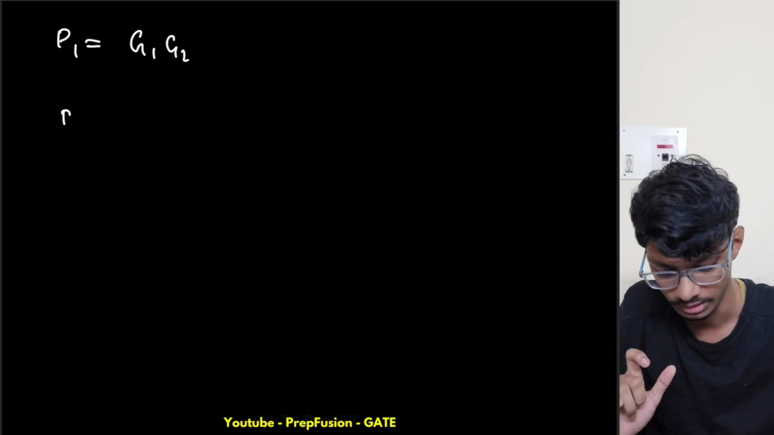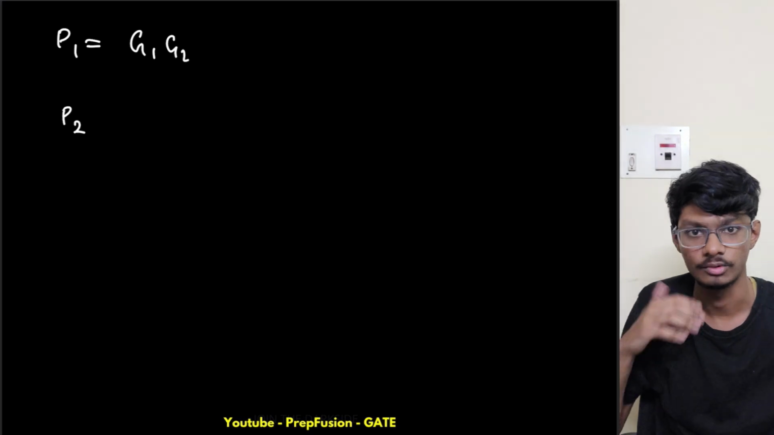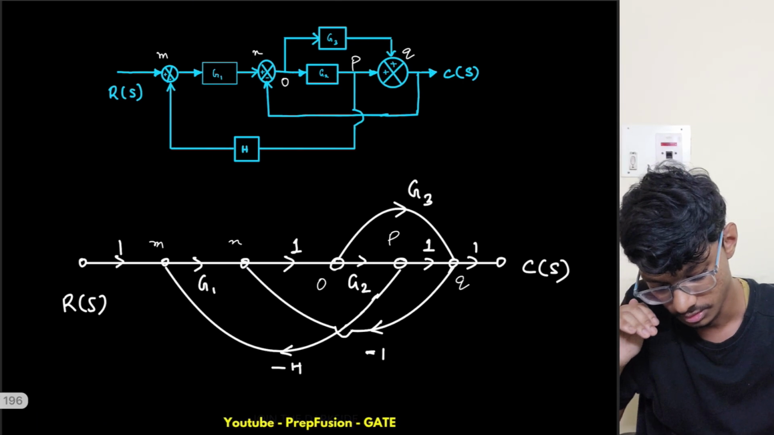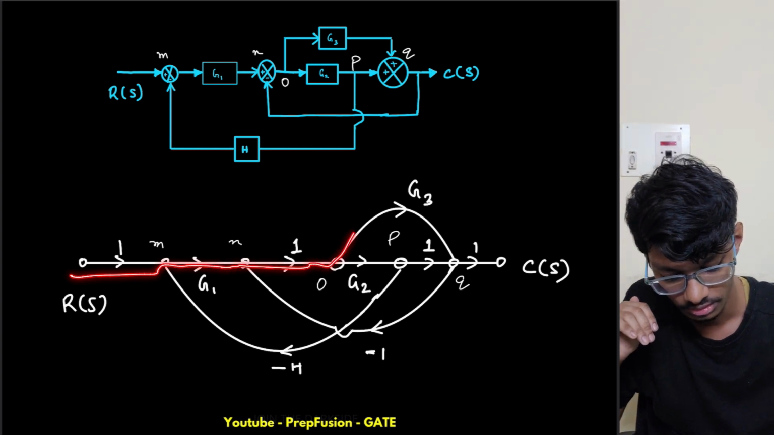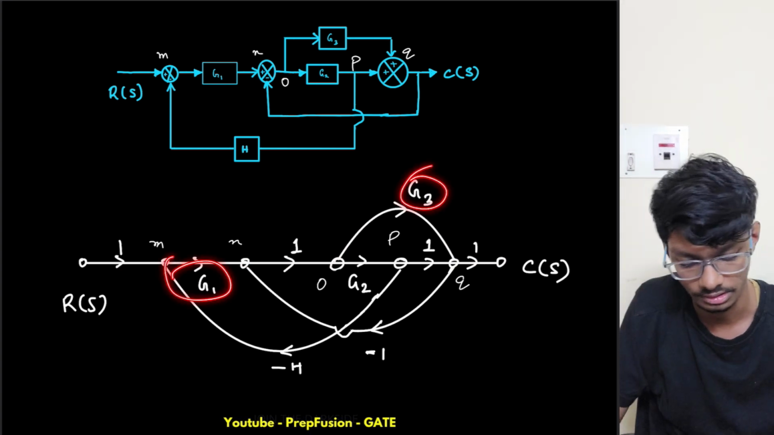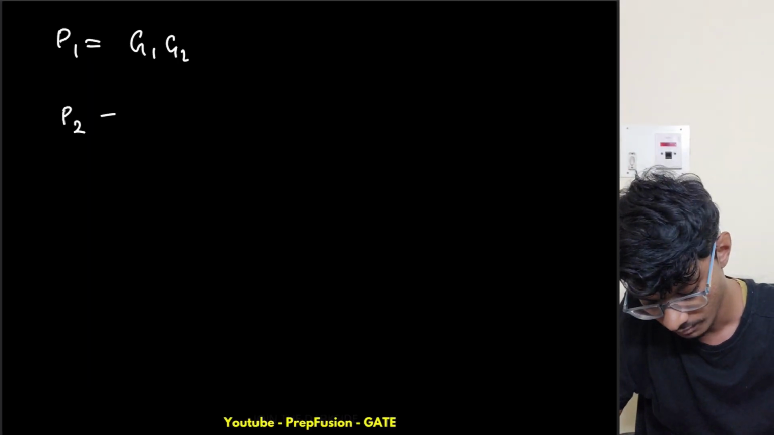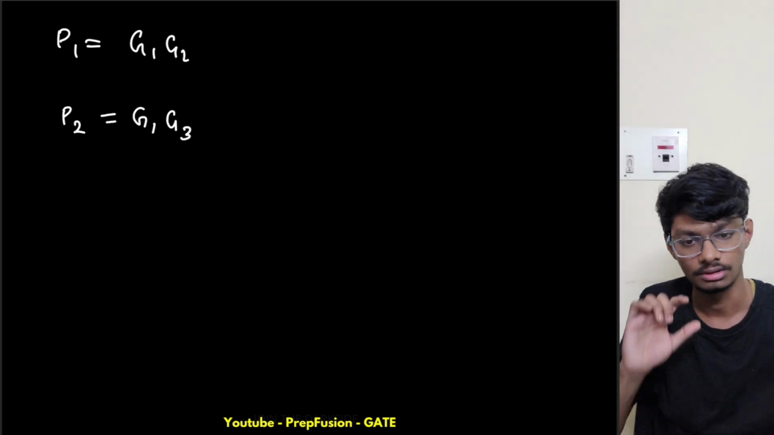And what is the forward path gain for the second one? I'm not writing them explicitly, I'm doing this a bit faster this time. For the second one, I'm going from 1 to G1 to 1, G3 to 1. So it's simply G1 times G3. Okay, so this is the second forward path.